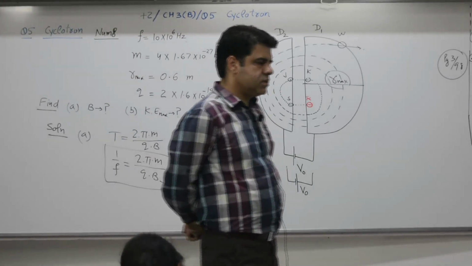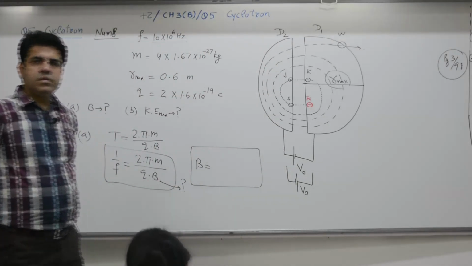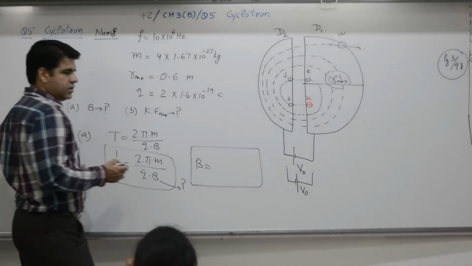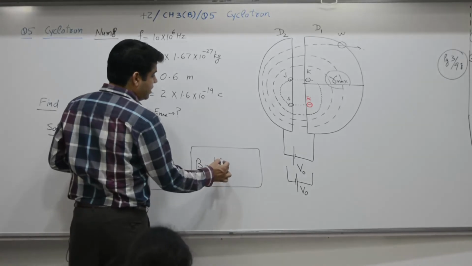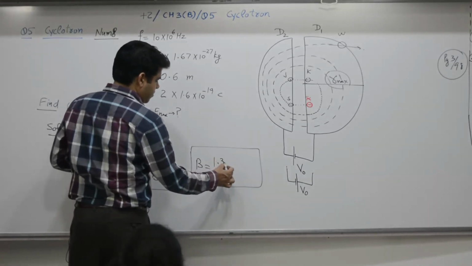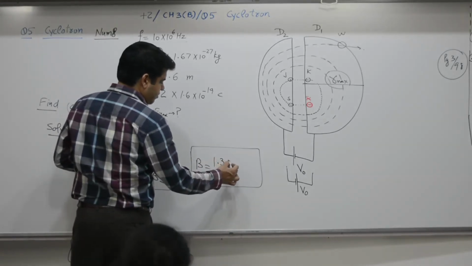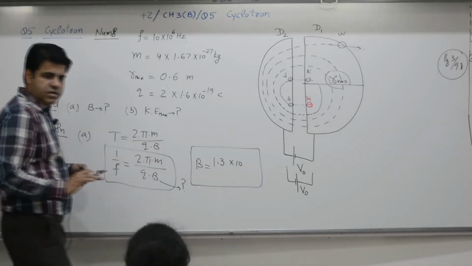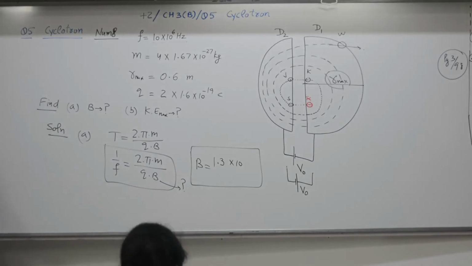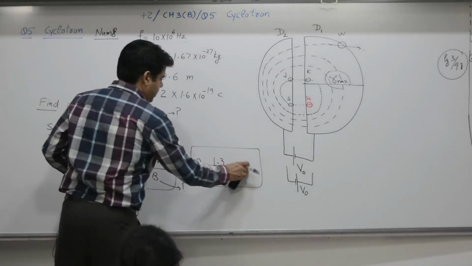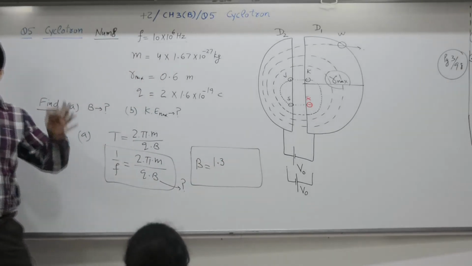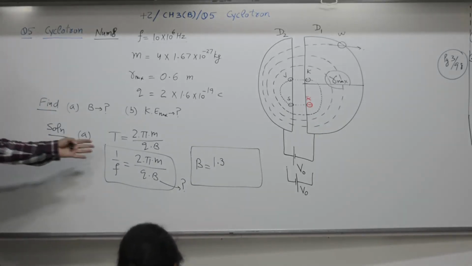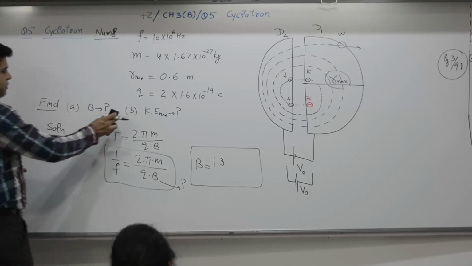Anyone with the answer, please? Look in the book. 1.312 into 10 raised to power something. Is it there or not? 1.3 only. 1.3 Tesla. How many of you are getting approximately 1.3? All parameters are given. Now the second part.